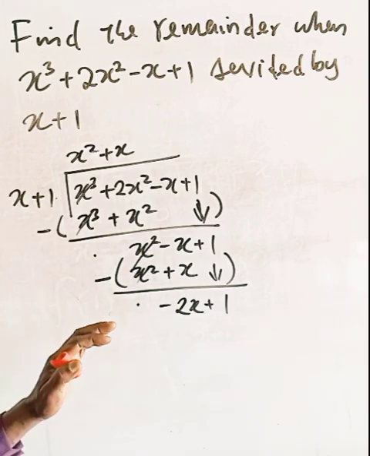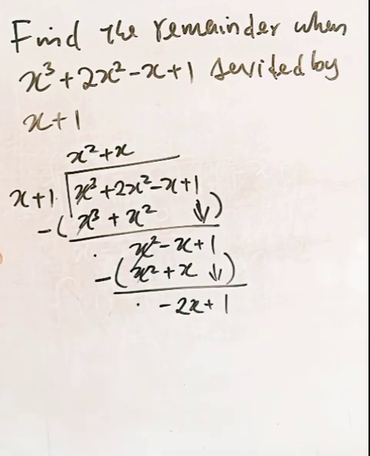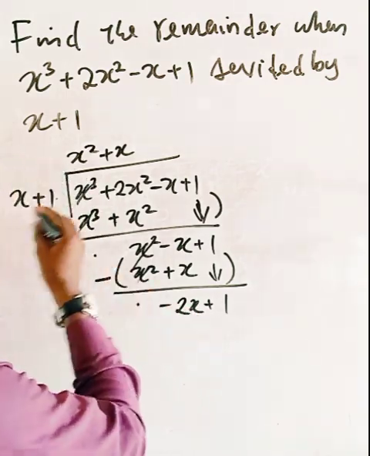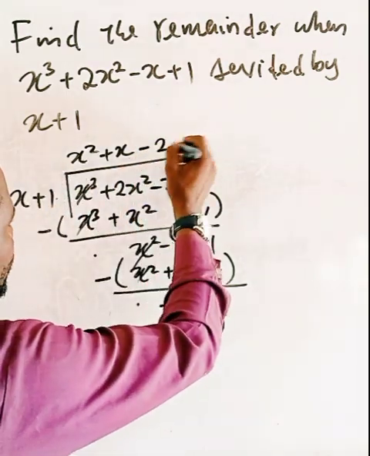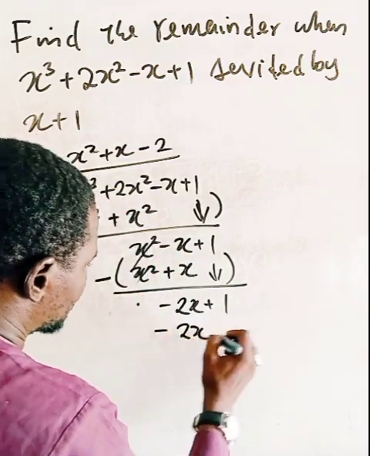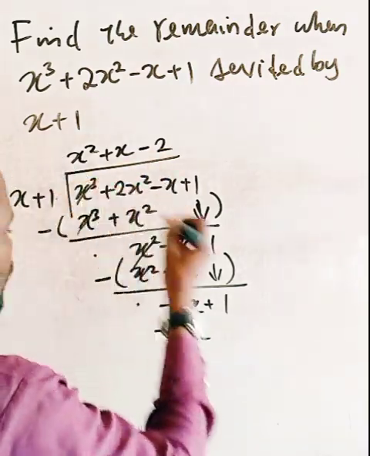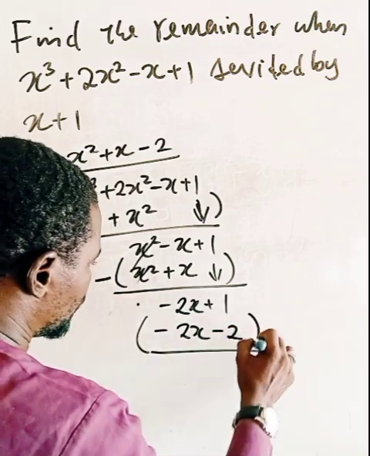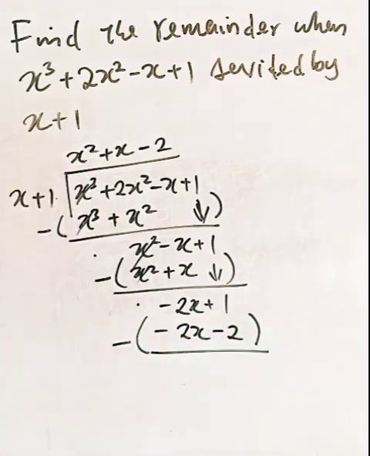So the next thing to do, which will be the last point, is there. You divide minus 2x by x. The answer is minus 2. Minus 2 times x is minus 2x. Minus 2 times 1 is minus 2. Then you now put line, put bracket, and subtract it.